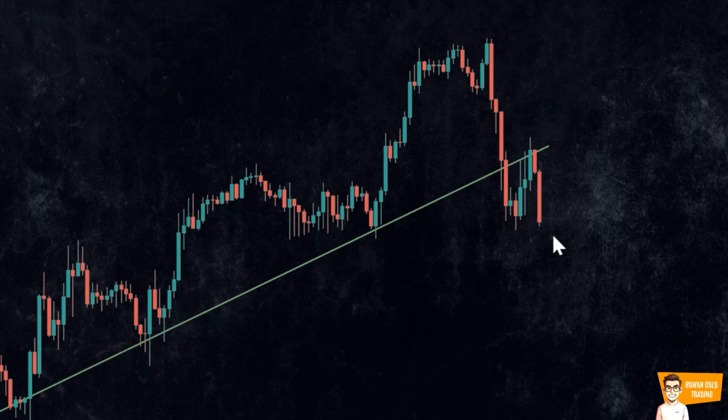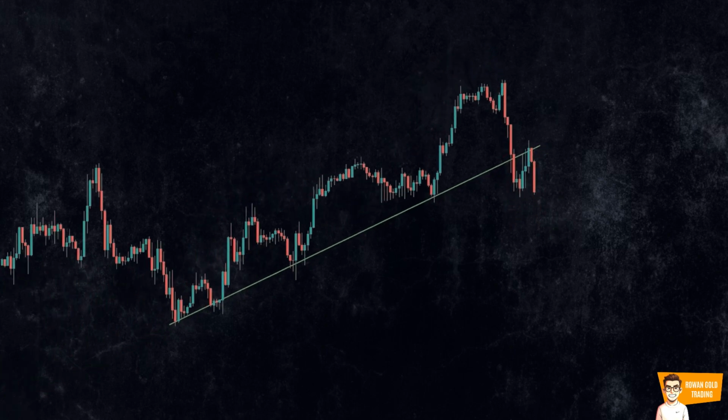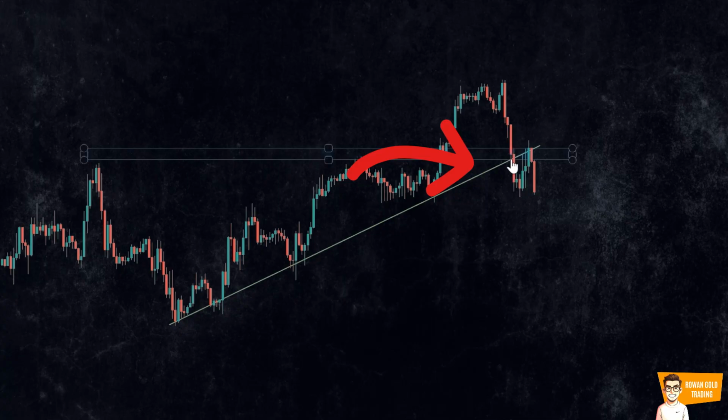So, how do you boost your confidence? Simple. First, wait for more proof. Don't just trade the line break. Wait for the market structure to break too. Second, look for that powerful momentum we just talked about. If the move looks weak, stay out. And third, it never hurts to get a second opinion. Maybe check a momentum indicator to see if it agrees with the breakout.